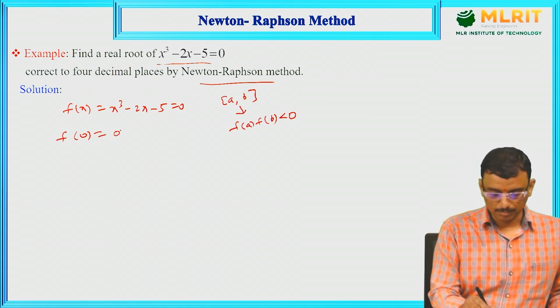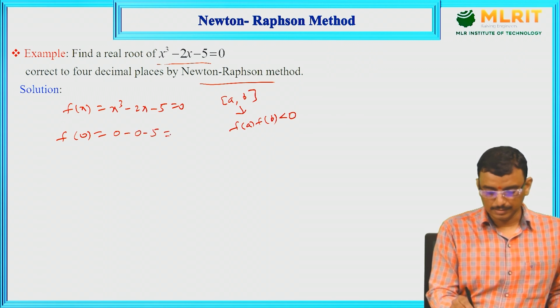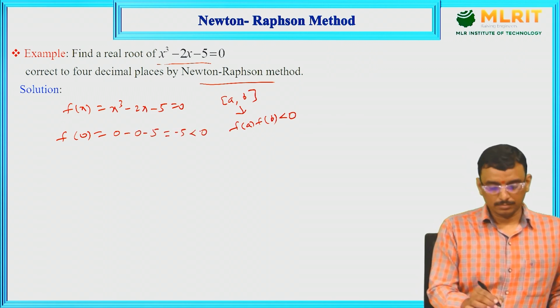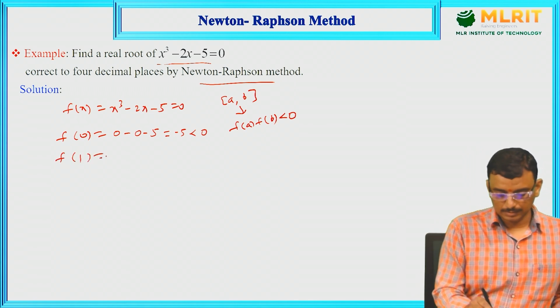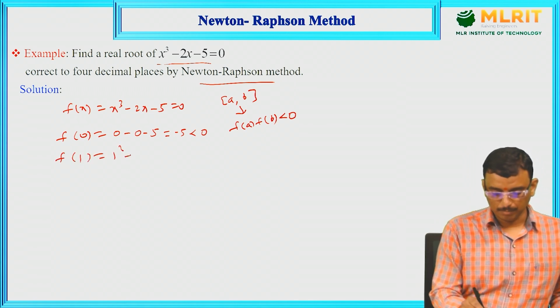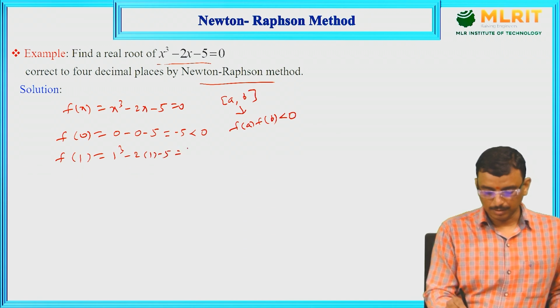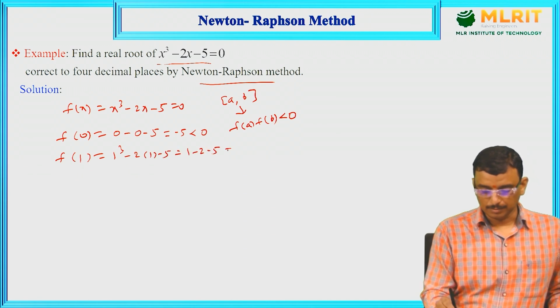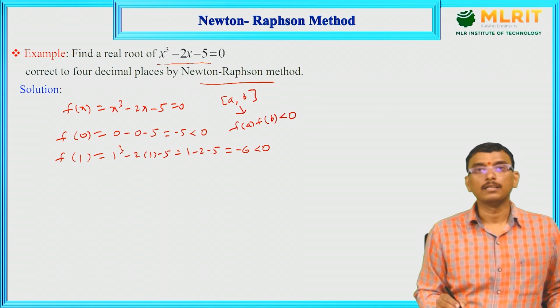So that is 0 minus 5. This is equal to minus 5, which is less than 0. Now take f of 1. So this is equal to 1 cube minus 2 into 1 minus 5. So 1 minus 2 minus 5. So minus 6, which is less than 0.